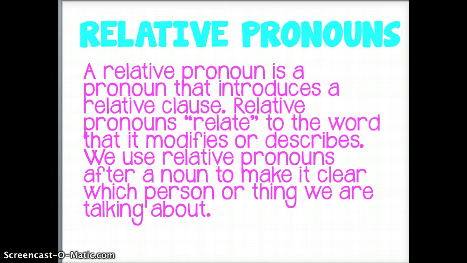For tomorrow's lesson, you must be prepared to understand what a relative pronoun really is. You need to be able to put relative pronouns in sentences and determine where in the sentence a relative pronoun is. So keep in mind that the definition of a relative pronoun is a pronoun that introduces a relative clause. Relative pronouns relate to the word that it modifies or describes. We use relative pronouns after a noun to make it clear which person or thing we are talking about.